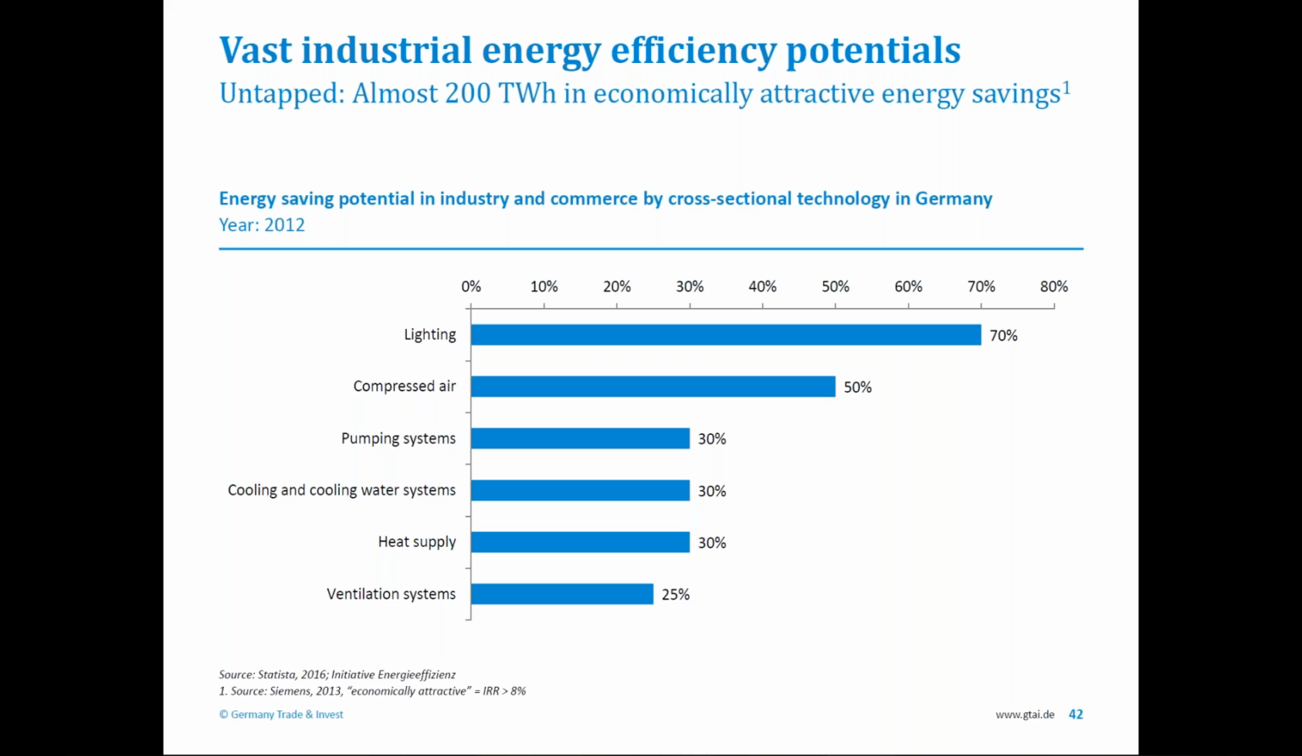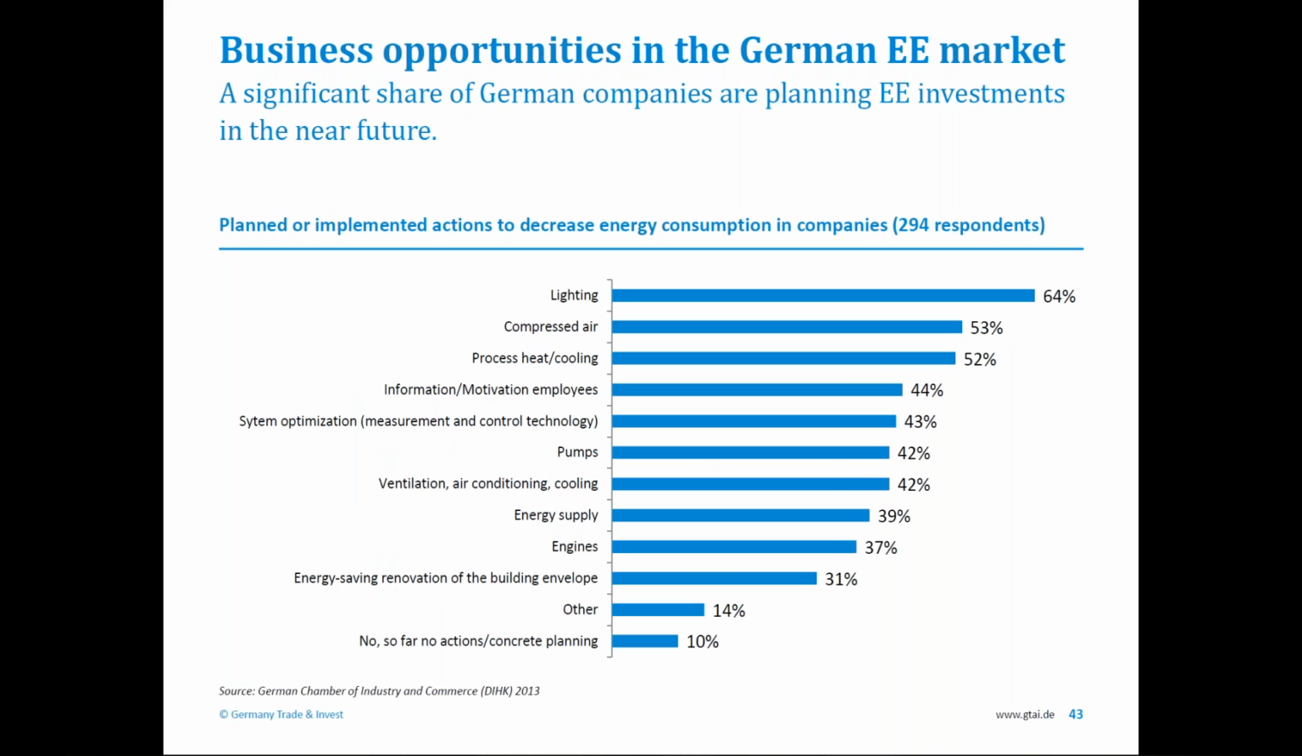Nevertheless, the graph shows where the lowest hanging fruit is to be found, namely in the area of lighting. There are also large potential savings in compressed air, pumping, cooling, heating and ventilation systems. Indeed, this potential matches where the companies plan to or already have invested in energy efficiency, and here you can see that the vast majority of actions have been in the areas of lighting, compressed air, process heating and cooling.